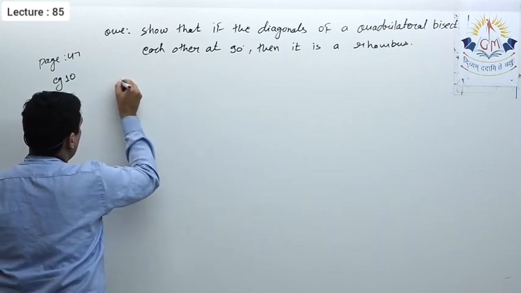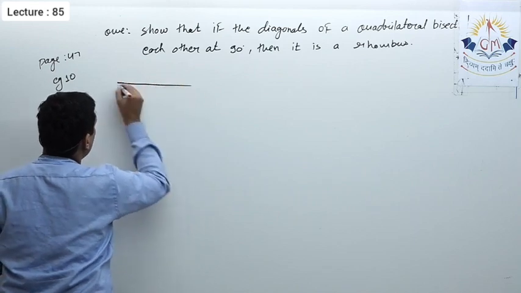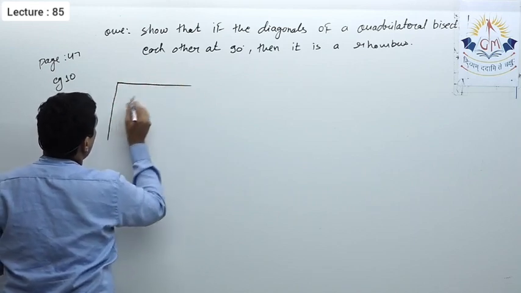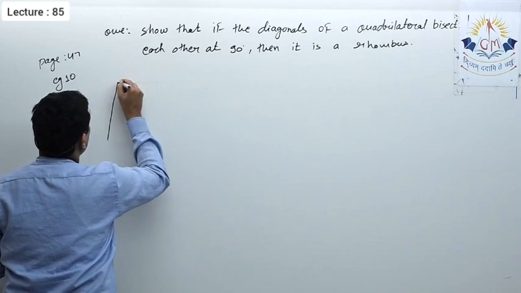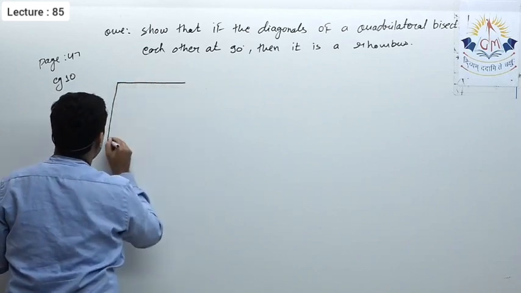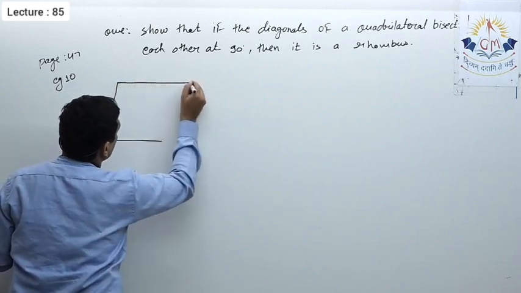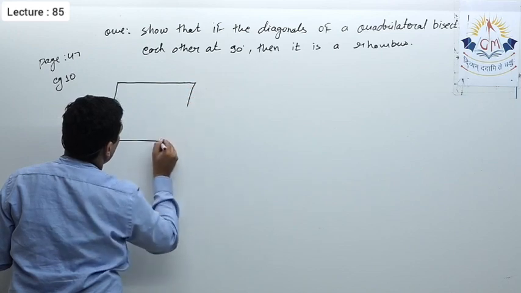Okay, so let us see its proof. First of all, we'll draw a quadrilateral ABCD, and we have to prove that this quadrilateral will be a rhombus.